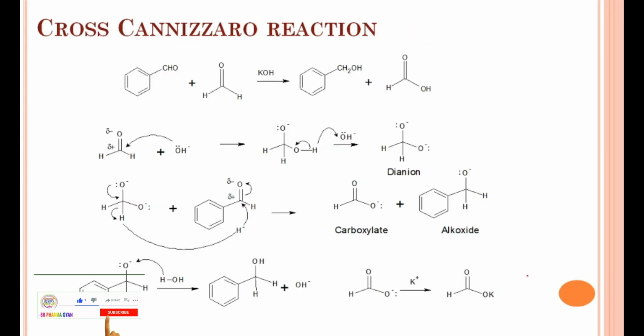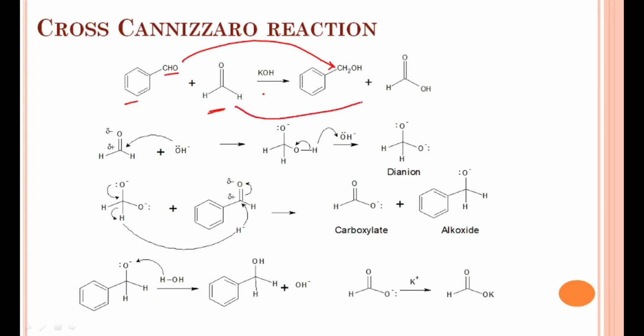Okay. Now what is the cross Cannizzaro reaction? In cross Cannizzaro reactions, what are we going to get? An aldehyde of aromatic origin and an aldehyde of aliphatic origin. If they react together in presence of KOH, one will get reduced to alcohol, another will get oxidized to acid. Okay, so here we are using two different aldehydes, then it will form a cross product.